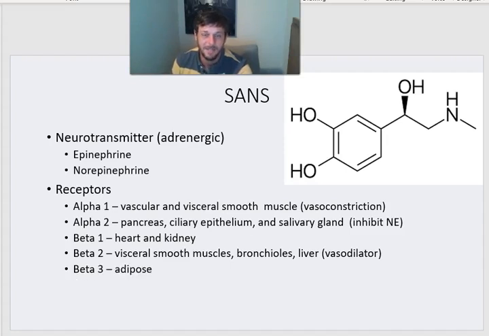There is a beta-3. It's associated with adipose, and we're not sure exactly what goes on there. I'm sure there's more research being done, but last I heard.